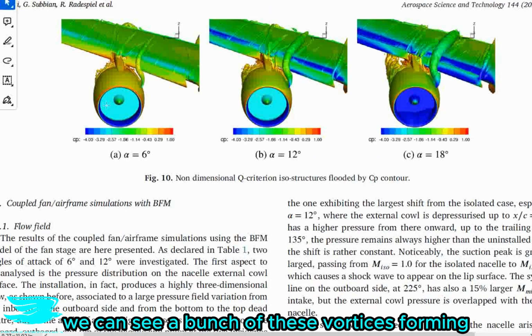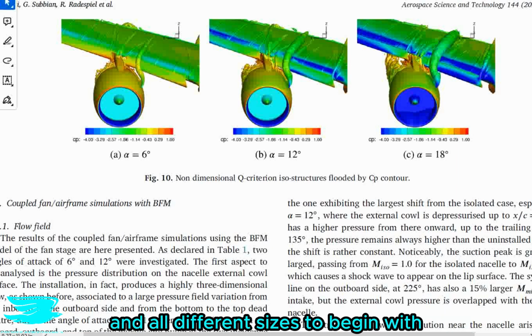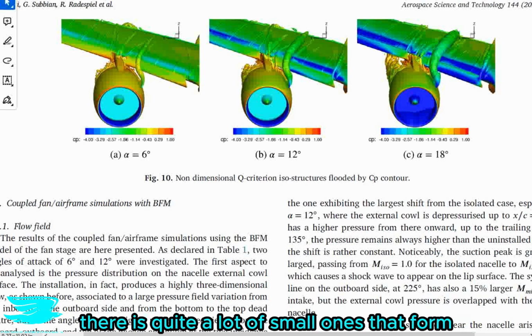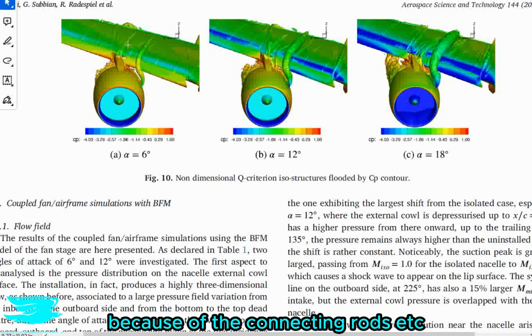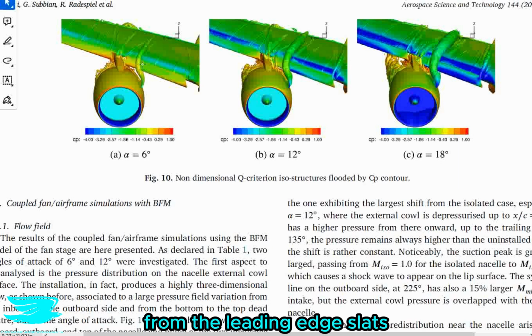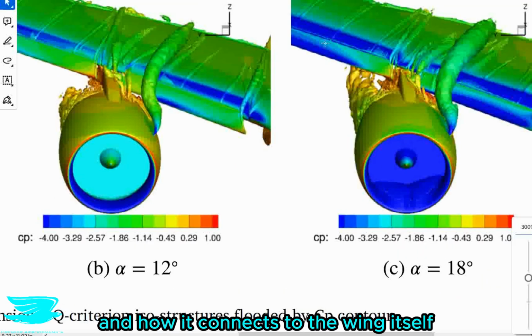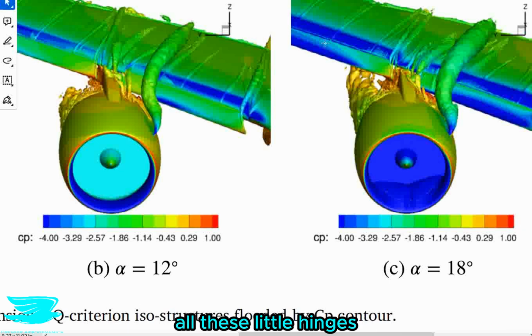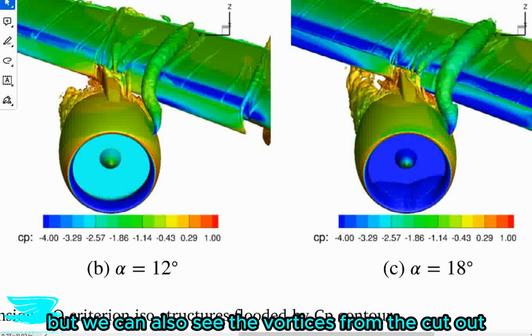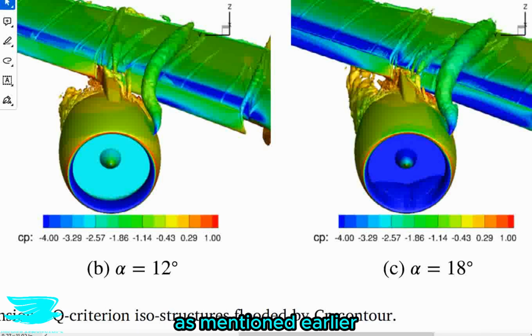And we can see a bunch of these vortices forming, of all different sizes. To begin with, there are quite a lot of small ones that form because of the connecting rods, etc., from the leading edge slat. So you can see all these tiny little ones being formed here. That's from this leading edge slat and how it connects to the wing itself, all these little hinges. But we can also see the vortices from the cutout, as we mentioned earlier.